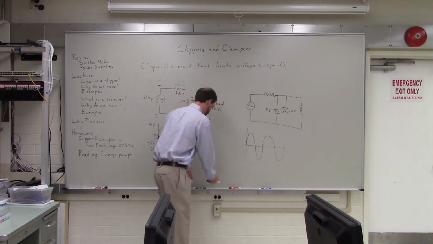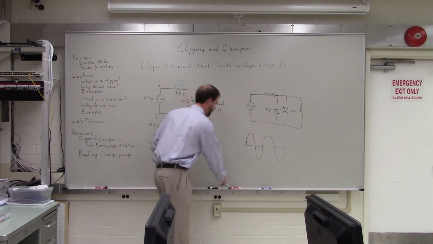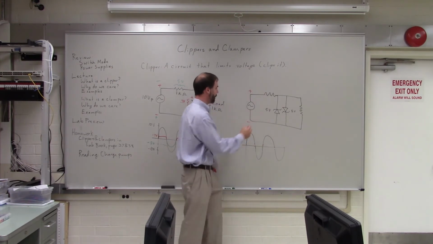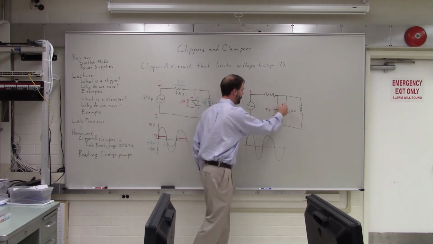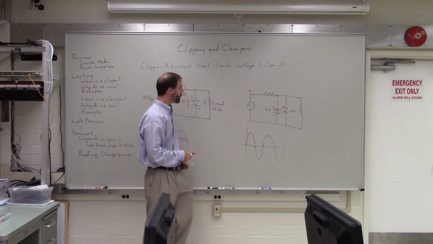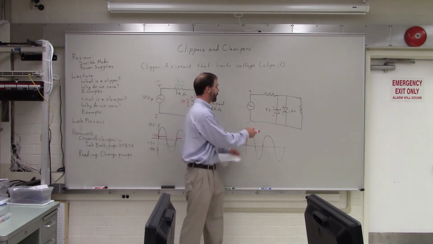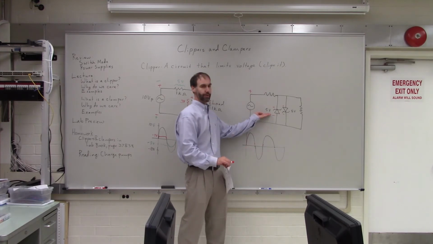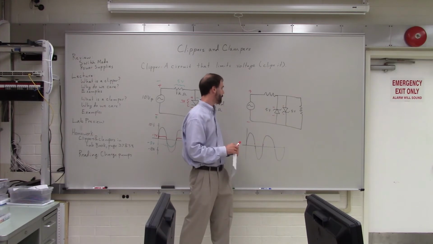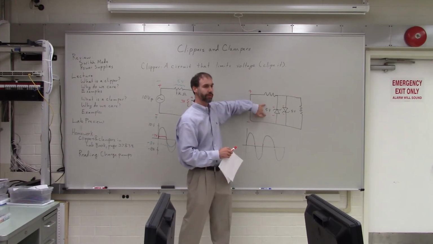Let's say that we had a positive voltage up here and a negative voltage down there. So we've got plus and minus. Is this diode forward biased or reverse biased? Reversed. So that would have a maximum of 5 volts across it.